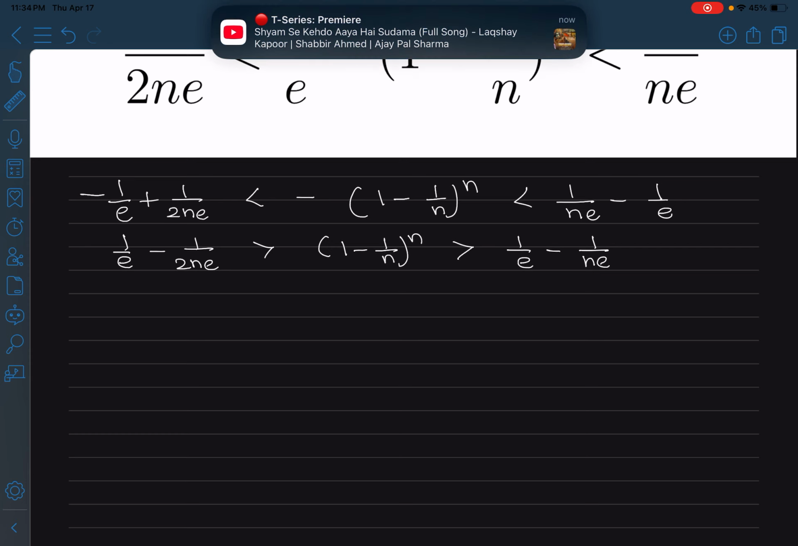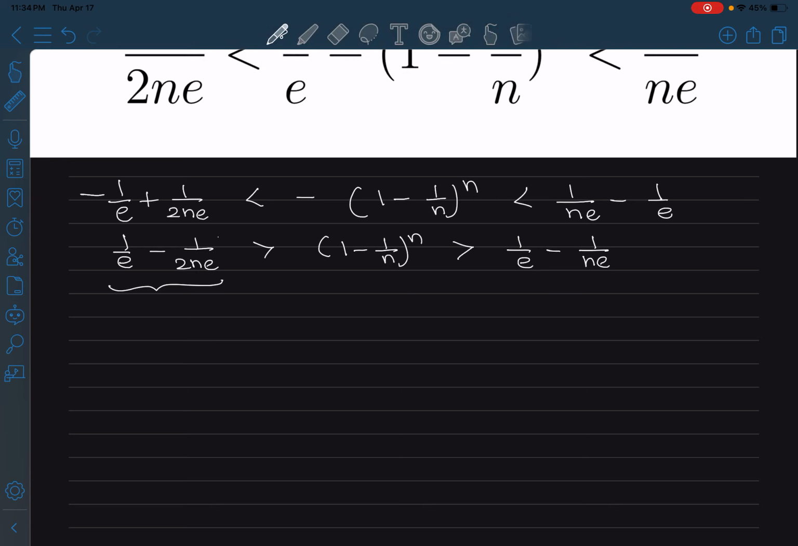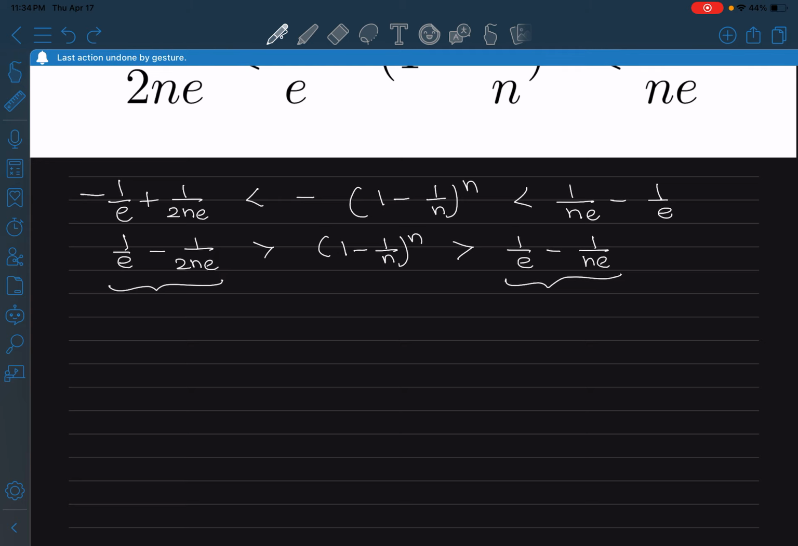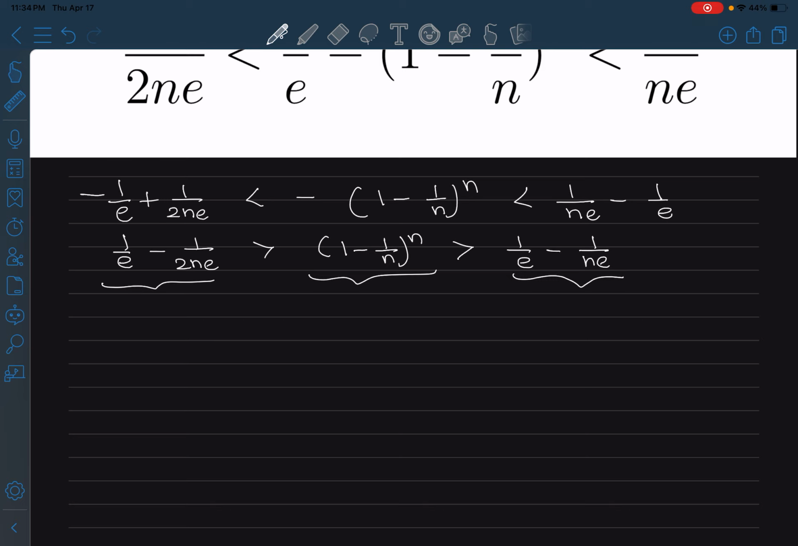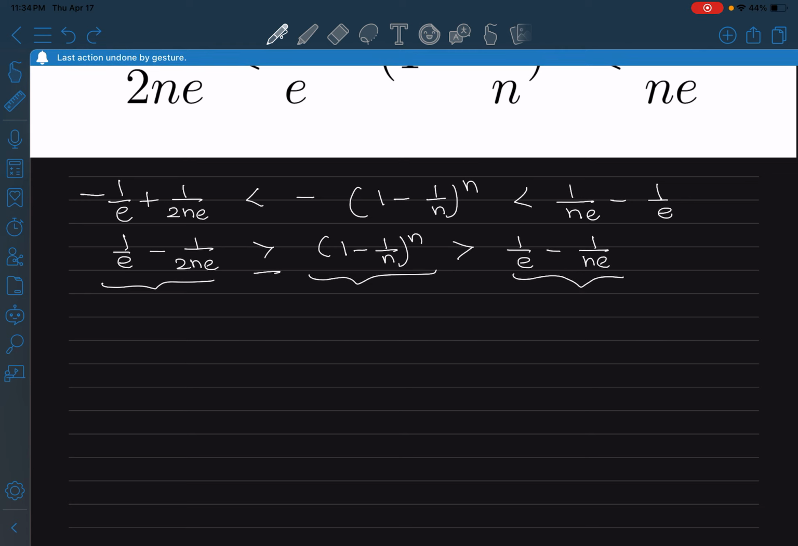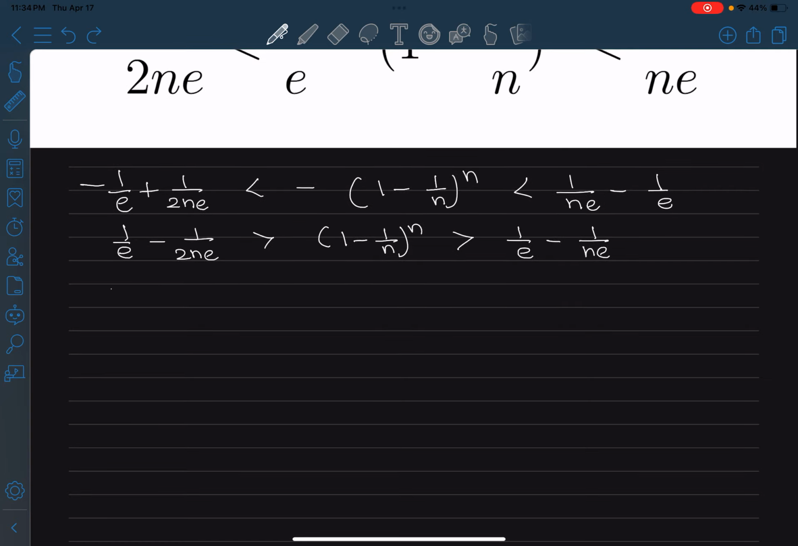Also, before taking log, we need to make sure that all the terms are positive. And this is in fact positive because n is positive, so 1/(2n) is going to be less than 1/n, less than 1/e. This is also a positive term because the second one is less than the first one. So since all of them are positive numbers, we can take log. And since log x is an increasing function, the order of the inequality will remain the same. It won't change, because if it was decreasing, the sign would have reversed.